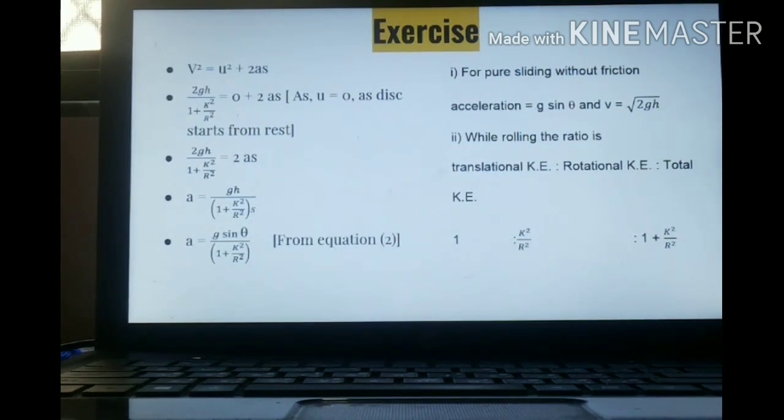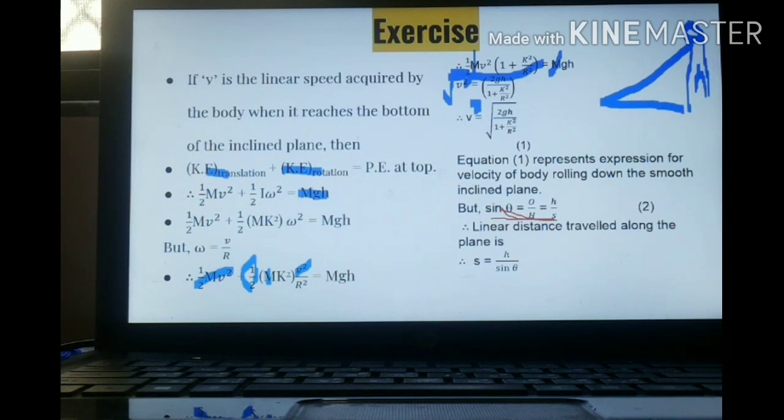Now we will be using the second equation of motion, that is v square is equal to u square plus 2as. Velocity we have already found out. The disc was at a certain height and has started rolling, but its initial velocity was equal to 0 because it was at rest. So u is taken as 0 over here. Here a is the acceleration which we want to calculate, and s is the distance traveled. The value of v square we have already calculated. If you look over here, this is the value of v.